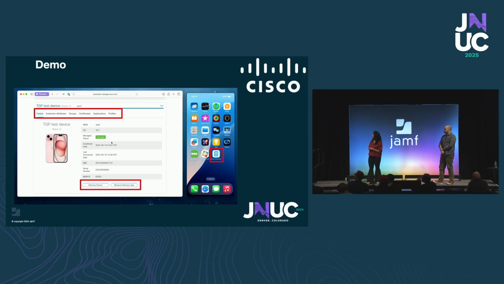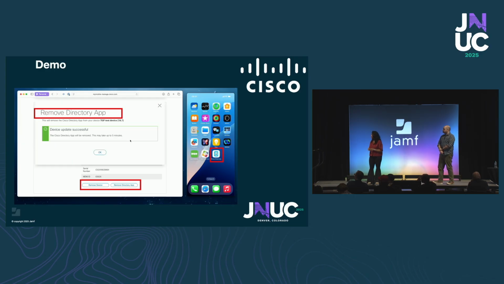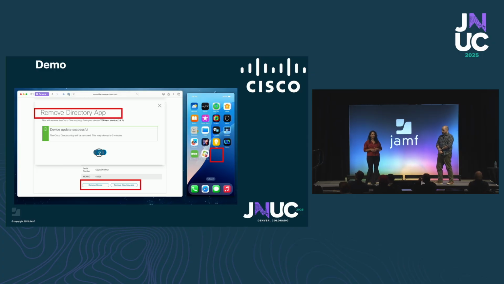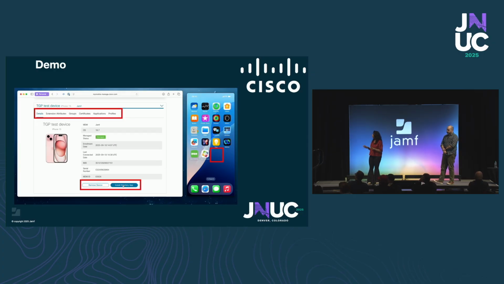So what I'm trying to do here is that you can see that the directory app is on the device, and all I need to do is click Remove Directory App. And within a couple of seconds, maybe a minute, if the device is checking in, the app is gone. And soon after, if the user decides that they want the app back, they've changed their minds, it's fine. They can come back to the tool, and they can install the app back again.